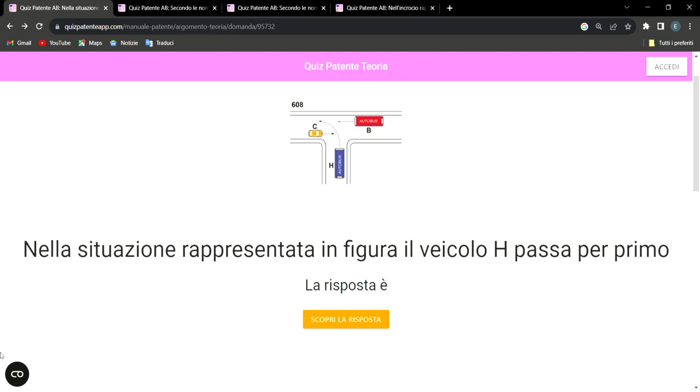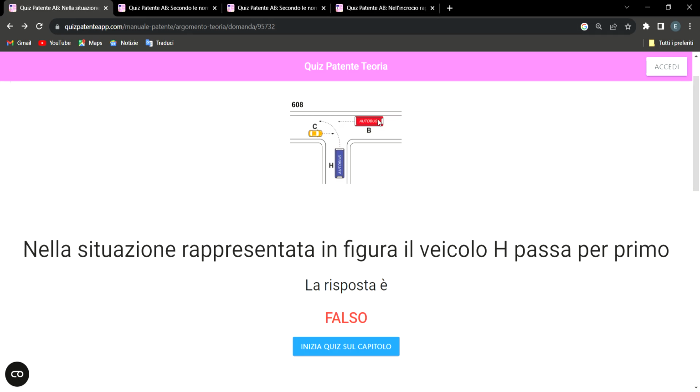Now let us look at the question. The question says, "Nella situazione rappresentata in figura, il veicolo H passa per primo." So he's saying that in a situation like this, vehicle H, which is this one, the blue vehicle, will be the one to transit first. So vero or false? The answer to this question is false, because you can see it.